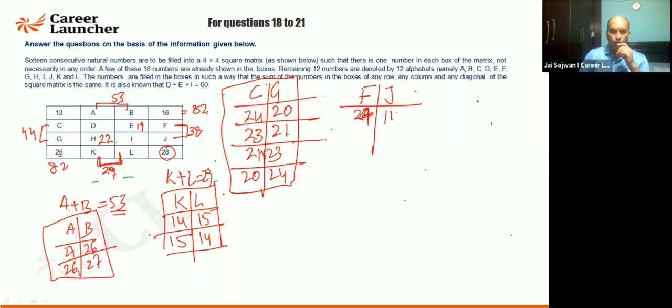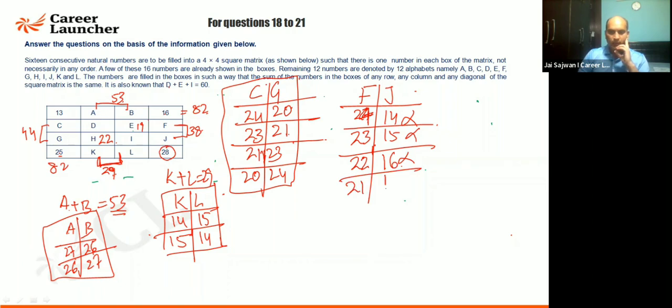Can I say it is 24 and 14 here? Okay, but it cannot be 24 and 14 because 14 is K. Can I take it as a 23 and 15? No. Why? Because 15 is also K. Out of K and L, one is 14 and 15. Can I say it is 22 and this is 16? Fine. But do you find 22 number there? Yes, H is 22. I'll cancel out this as well.